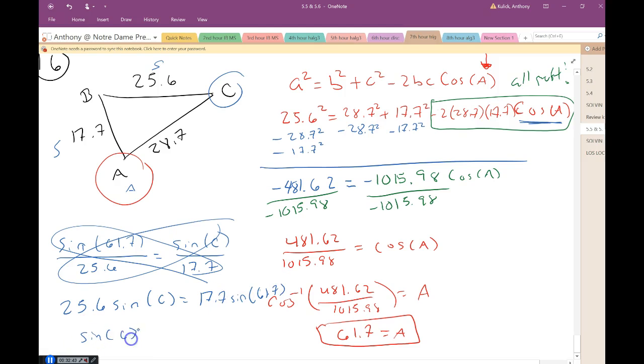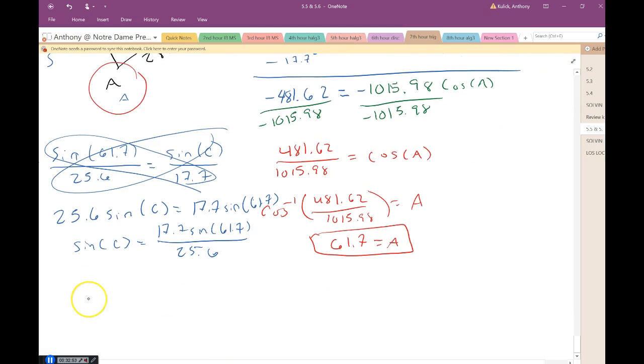So divide the 25.6 over. And then to get rid of the sine in front of the C, Bella, what do I use? Yeah. And I'll just type that stuff into my calculator. To me, that seemed like a little less stuff to do. I mean, you could do law of cosines again, no big deal.